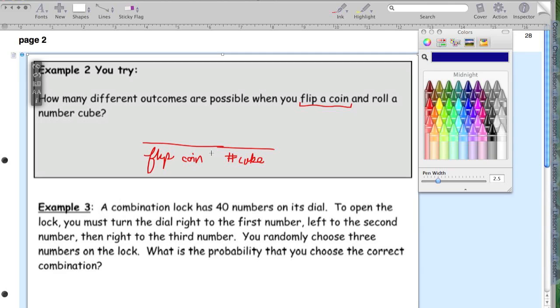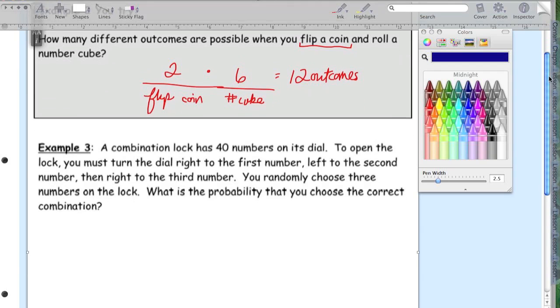Alright, so let's figure out how many options we have for both of them. Flipping a coin, there's 2 different possibilities, heads or tails. Rolling a number cube, there's 6 possibilities, 1, 2, 3, 4, 5, 6. So we multiply our possibilities together for a grand total of 12 different outcomes possible. Okay? And we're going to use this then to figure out probabilities in just a little.